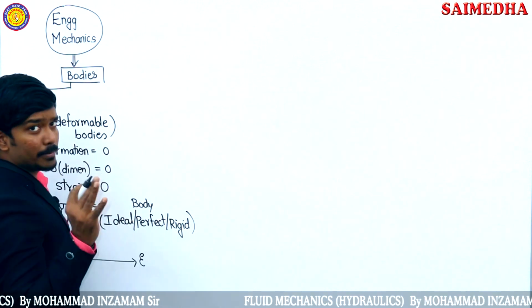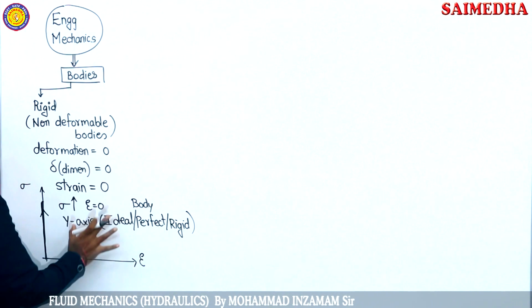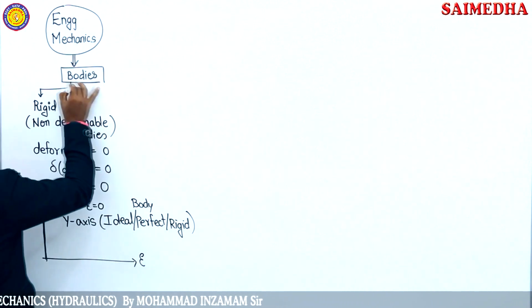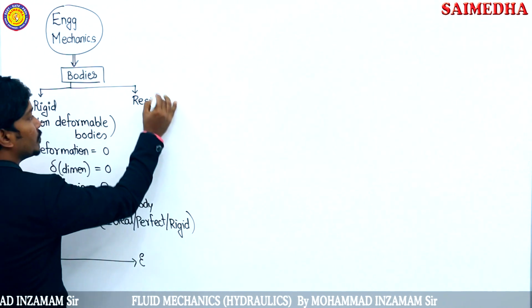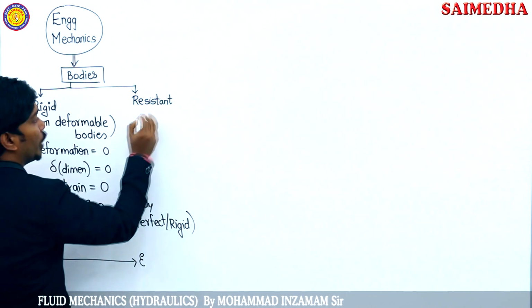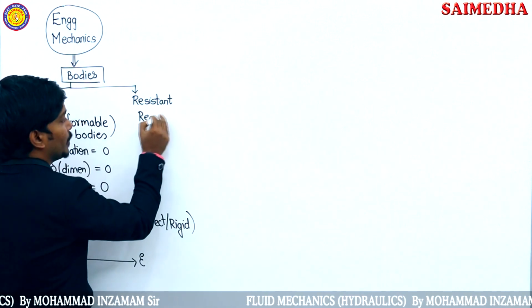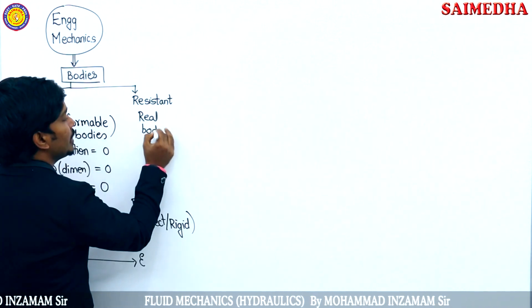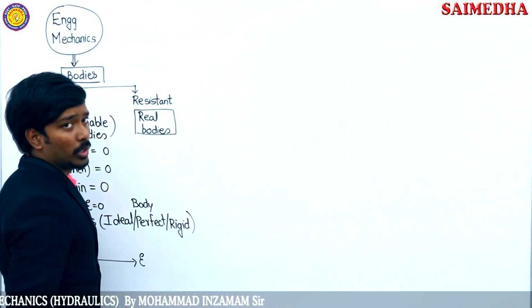Actually, there are three types of rigidities, that's also something you need to remember. But first of all, you need to remember the meaning of perfect rigid body. Okay. The next type of bodies are which bodies? Resistant bodies. Which body, guys? Resistant body. What is the meaning of resistant? Deformable bodies. Real bodies. Real bodies are which bodies, guys? Resistant bodies. They will deform under the application of loads.